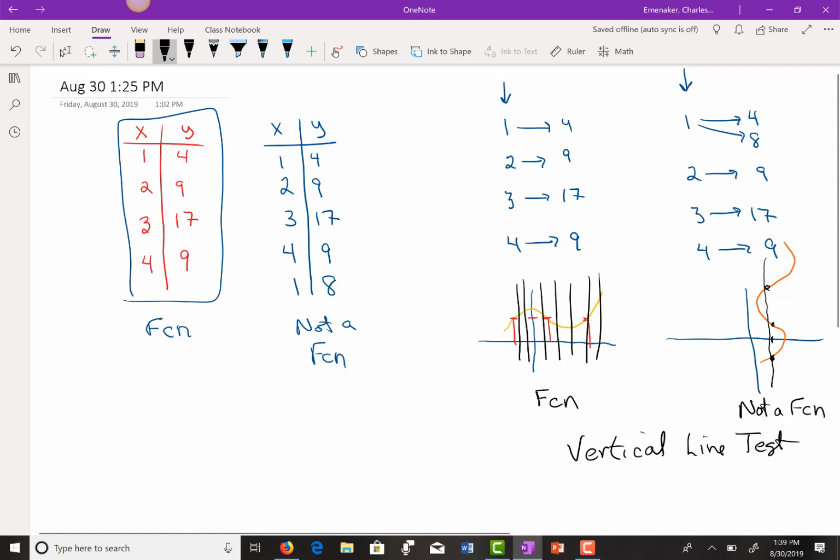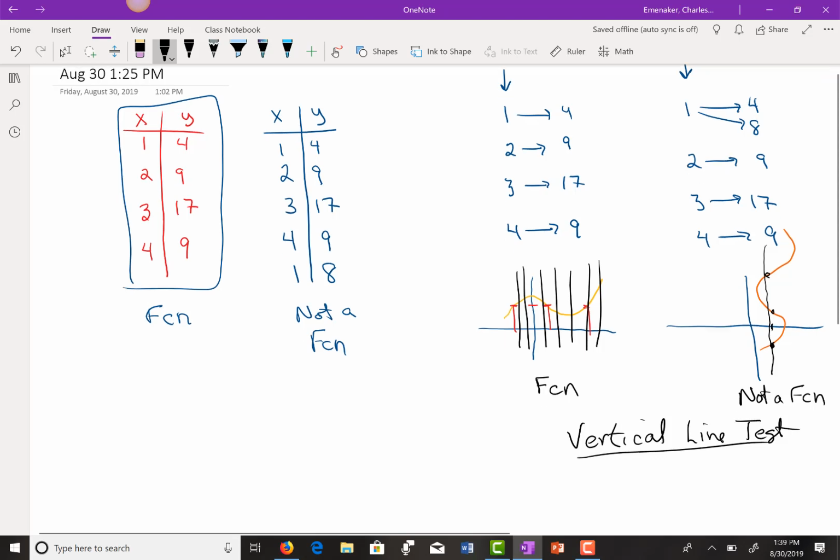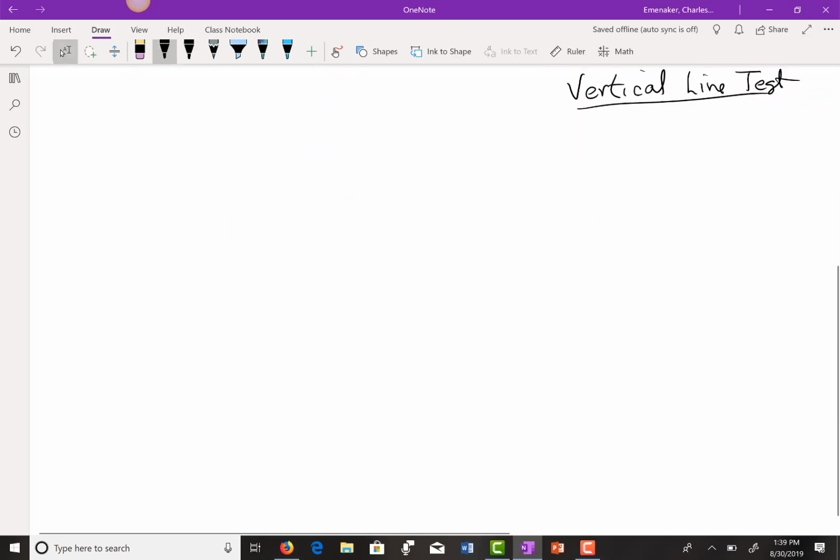So a quick way to check to see if something is a function or not is to look at the graph and ask yourself, does a vertical line intersect more than once? If it does, you're done. It does not have to intersect more than once in a bunch of places.